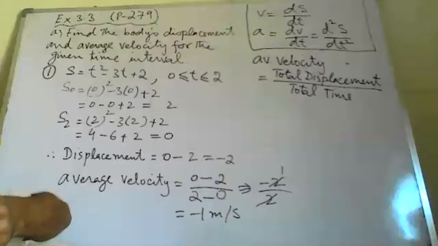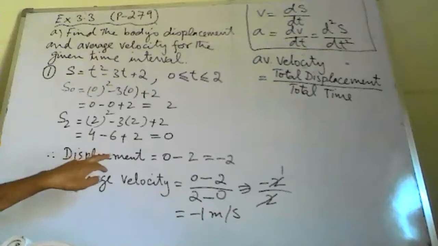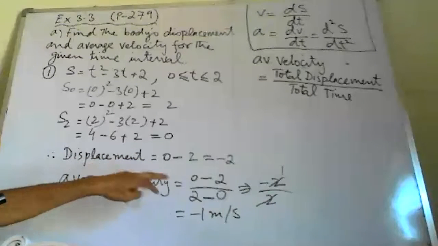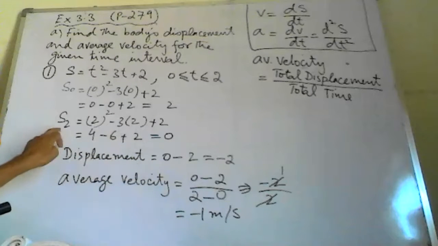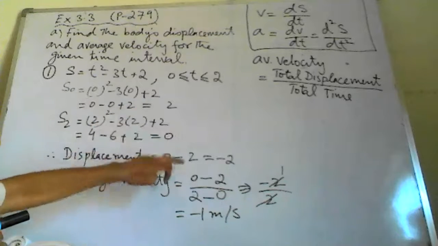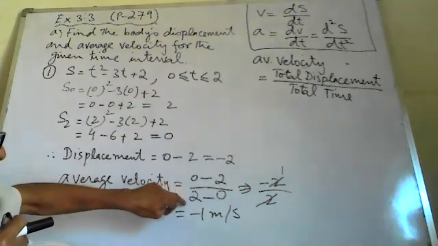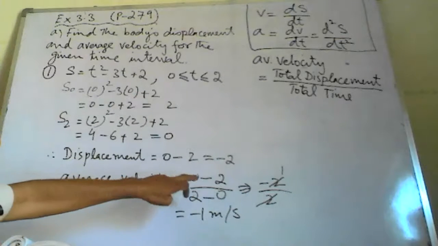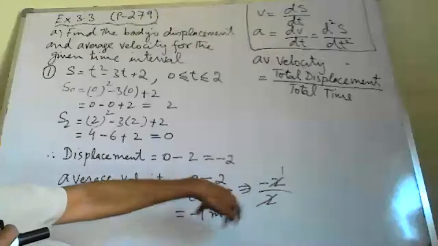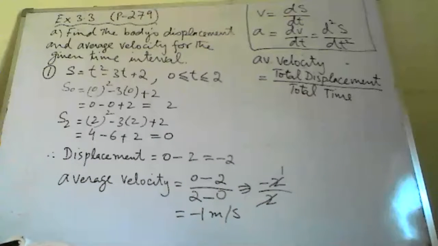Now to find the average velocity. Average velocity will become the total displacement upon the total time. Total displacement will be final displacement minus the initial displacement. 0 minus 2 upon the final time minus the initial time. 2 minus 0. The answer is 0 minus 2 will be -2. 2 minus 0 will be 2. 2 is cancelled by 2. The answer is -1 meter per second. It was given in the question that the displacement is in meter and the time in seconds. Displacement in meter and time in second. Therefore, the answer is in meter per second.